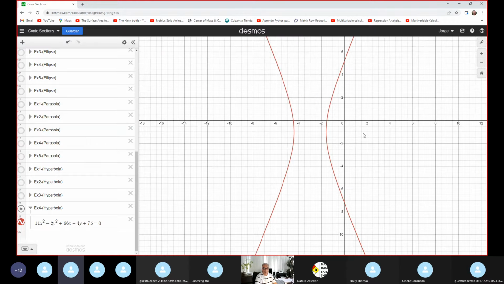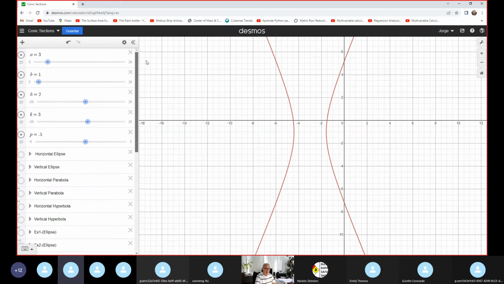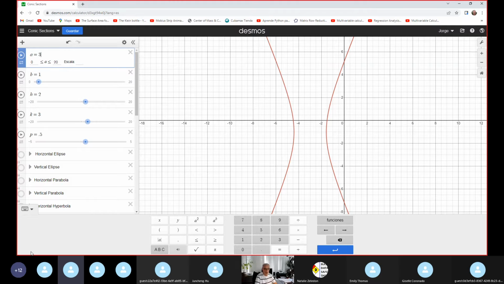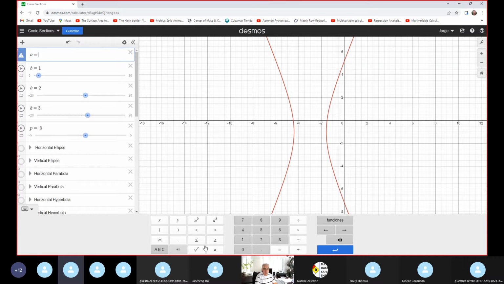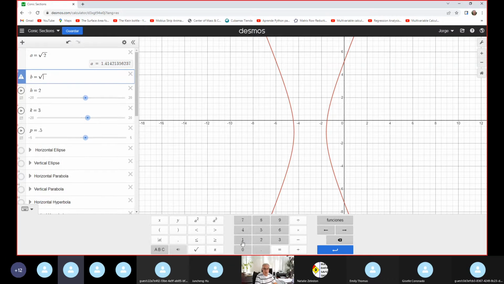It's a hyperbola. It's horizontal. Now the parameter for this hyperbola is a little bit weird because A is radical 2. So now I need to use the decimal keyboard to type in that. You can type it in decimal, but my recommendation is that it's much better to type radical 2. Square root 2. Boom. It's more accurate, we have more decimal places. What about B? B is radical 11, no? Radical 11.